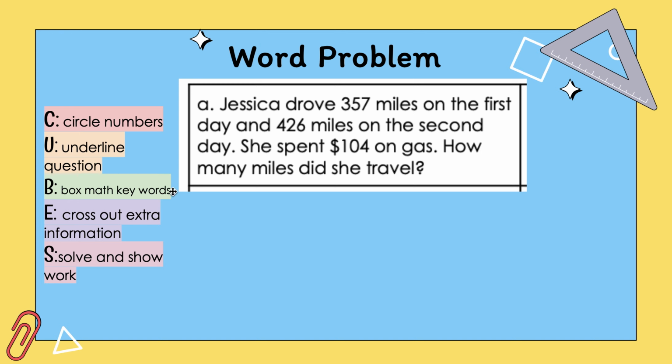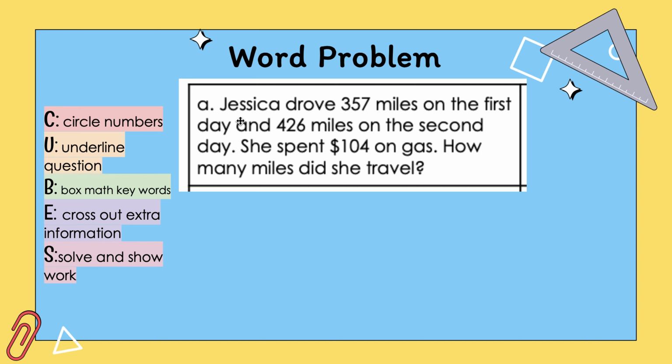boxing any math keywords that help you identify if you're going to be doing addition, subtraction, multiplication, or division, crossing out any extra information that's not needed, and then solving and showing your work. So after students have read the word problem, they use the cube strategy to help them figure out what they're going to do.